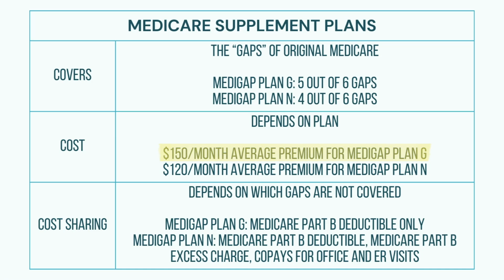So $150 at 65 may not sound too bad, but it could increase to $300 when you're 85. When it comes to copays, Medicare supplement plans typically have fewer copays to make when comparing them to a Medicare Advantage plan, but that really depends on the type of plan that you're getting. The Medigap Plan G is the most popular plan today, and with that plan, you'll only have to pay the Medicare Part B deductible.